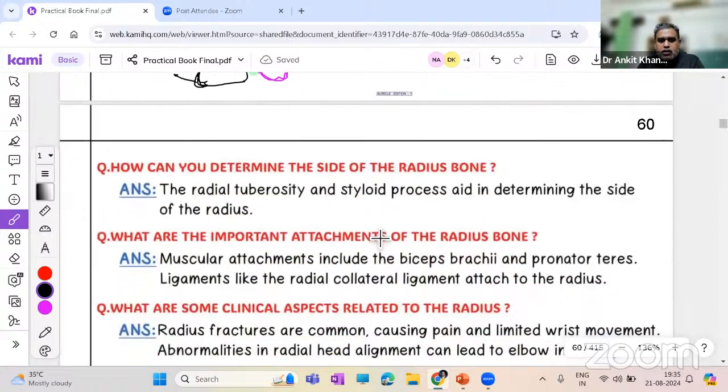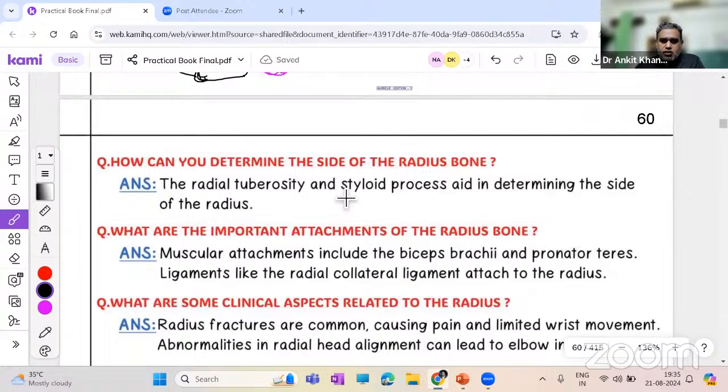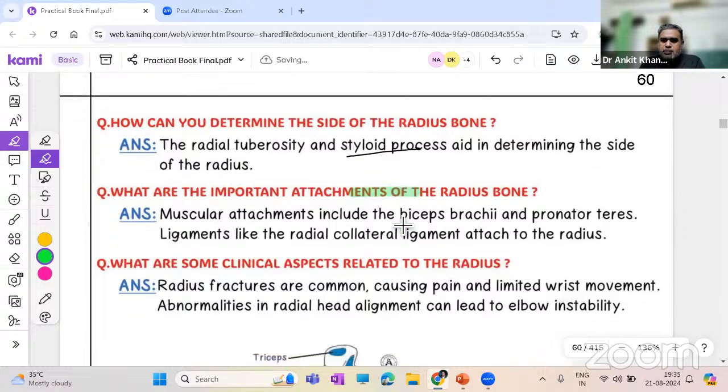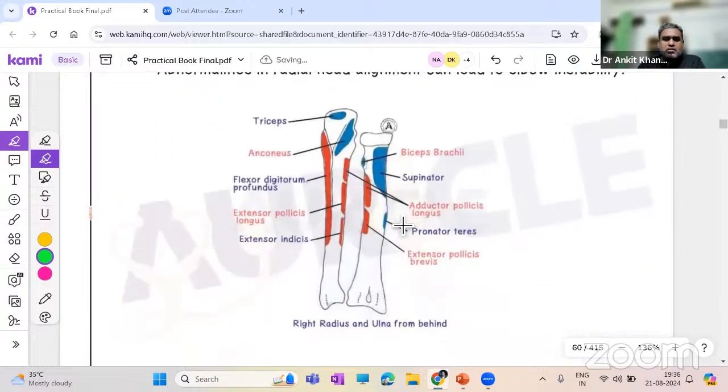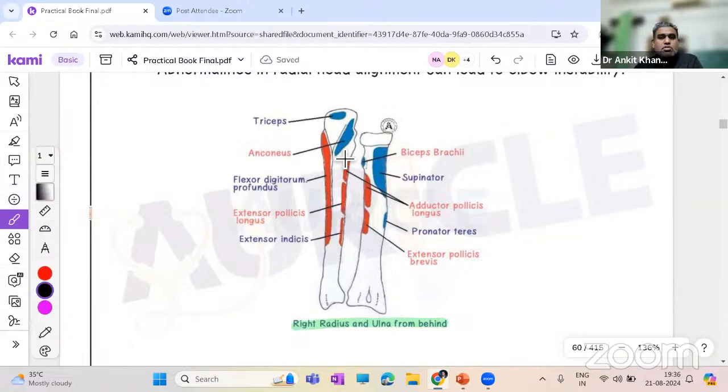So for radius we are seeing how to determine the side, radial tuberosity, styloid process, and we will understand more about the radial tuberosity. Important attachments, fine. Clinical aspects, there are a lot of clinical aspects. Here comes the image for the major attachments. Can you identify which bone is where, although it is written right radius ulna from behind? So identify which is radius, which is ulna over here. This is a posterior view. This is the styloid process which I was telling you about. This is the head of radius, so this one obviously is the radius.